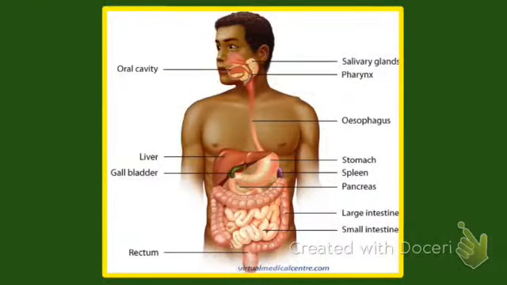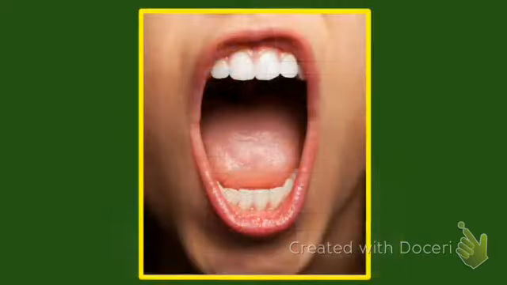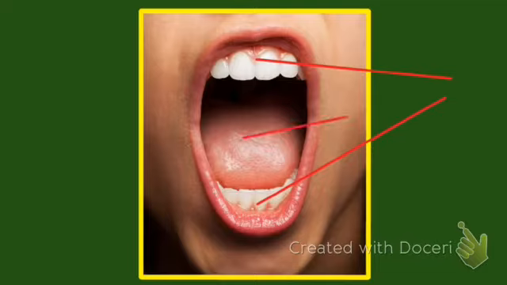Hello children, in EVS 2 we have already completed the chapter Teeth, and today we will be doing recapitulation of that chapter. The process of digestion starts in the mouth itself. In the mouth, teeth, with the help of tongue, break down the food.